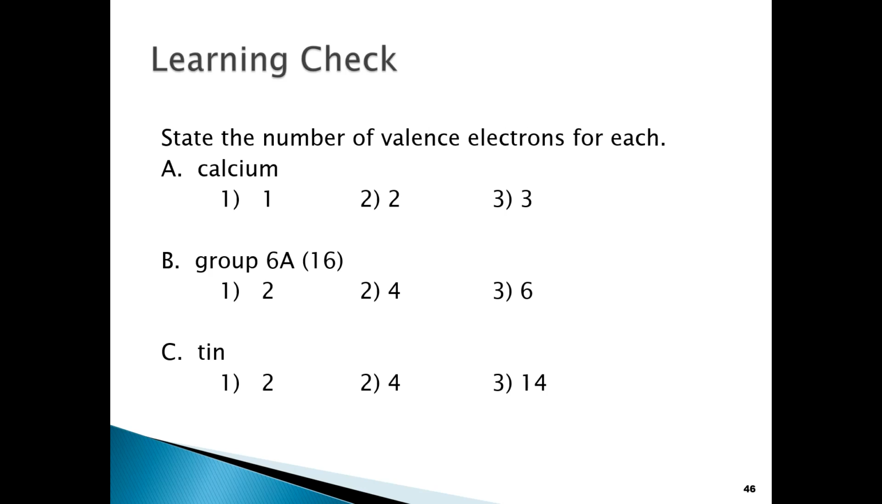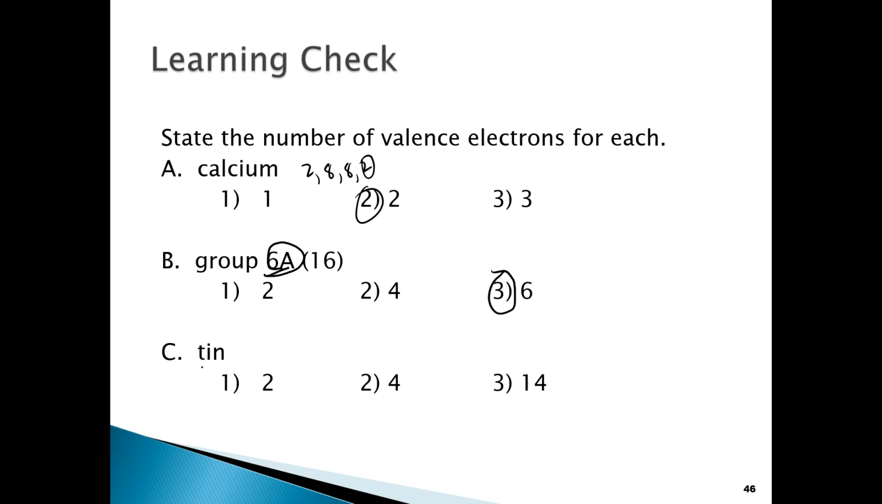All right? Okay, in this case, they're asking, again, to state the number of valence electrons for each. In the case of calcium, this would be the electron arrangement. So therefore, it has 2 valence electrons here. Now, any element in group 6A will have 6 valence electrons, all right? Because the group number tells you that, right?